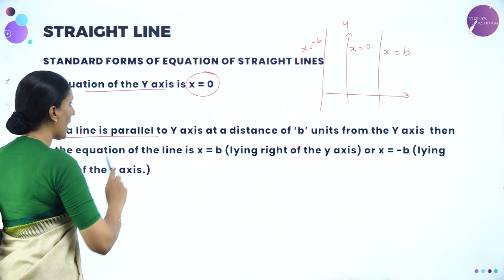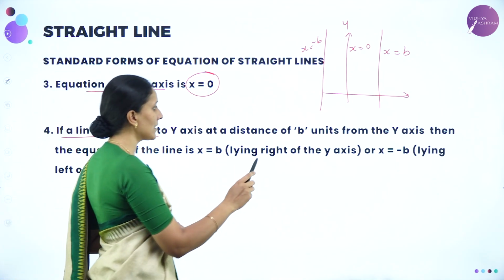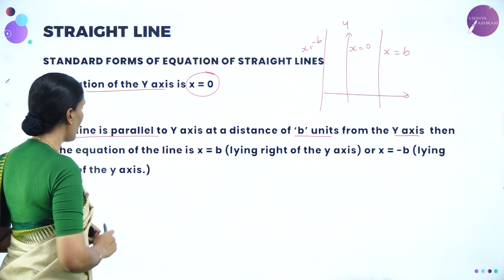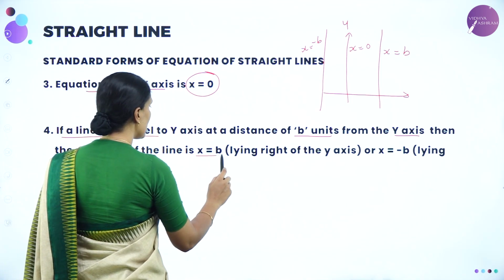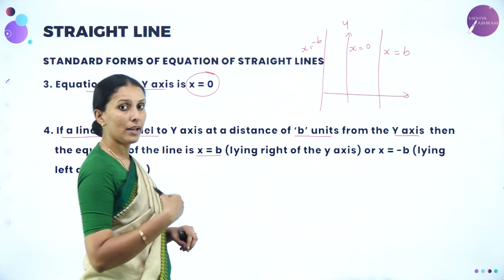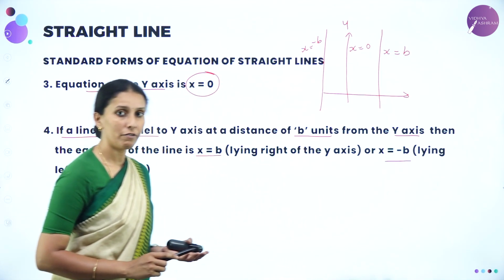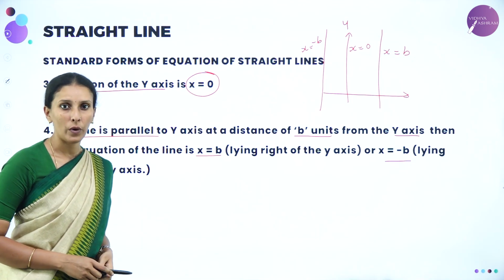If a line is parallel to the y-axis at a distance of b units from the y-axis, then the equation of the line will be x is equal to b if it lies to the right of the y-axis and x is equal to minus b if it lies to the left of the y-axis.